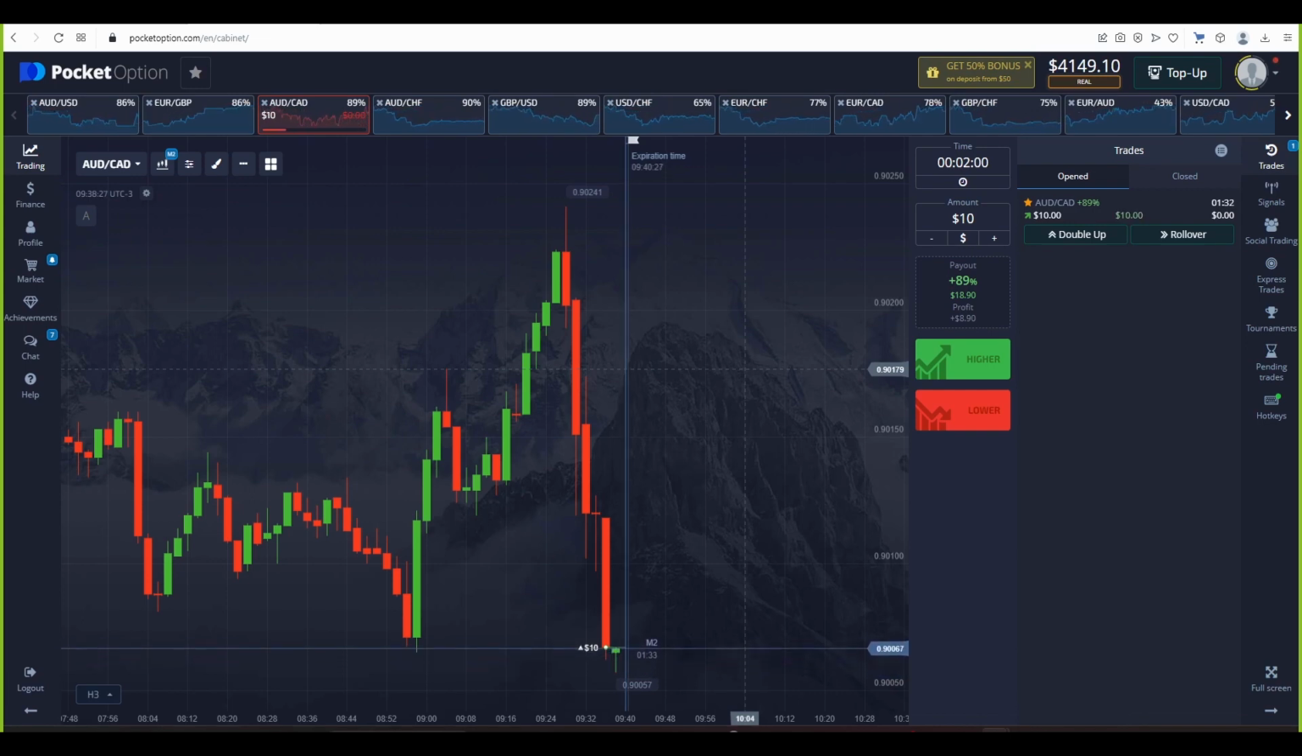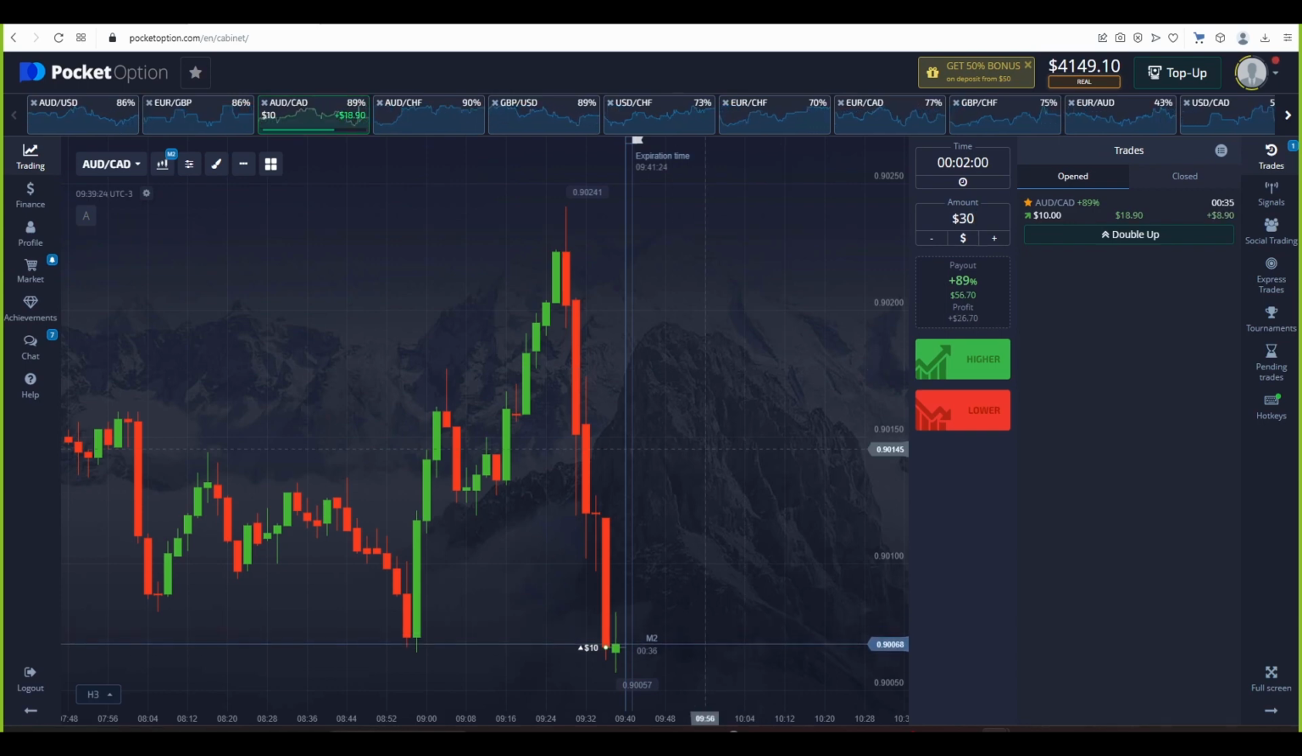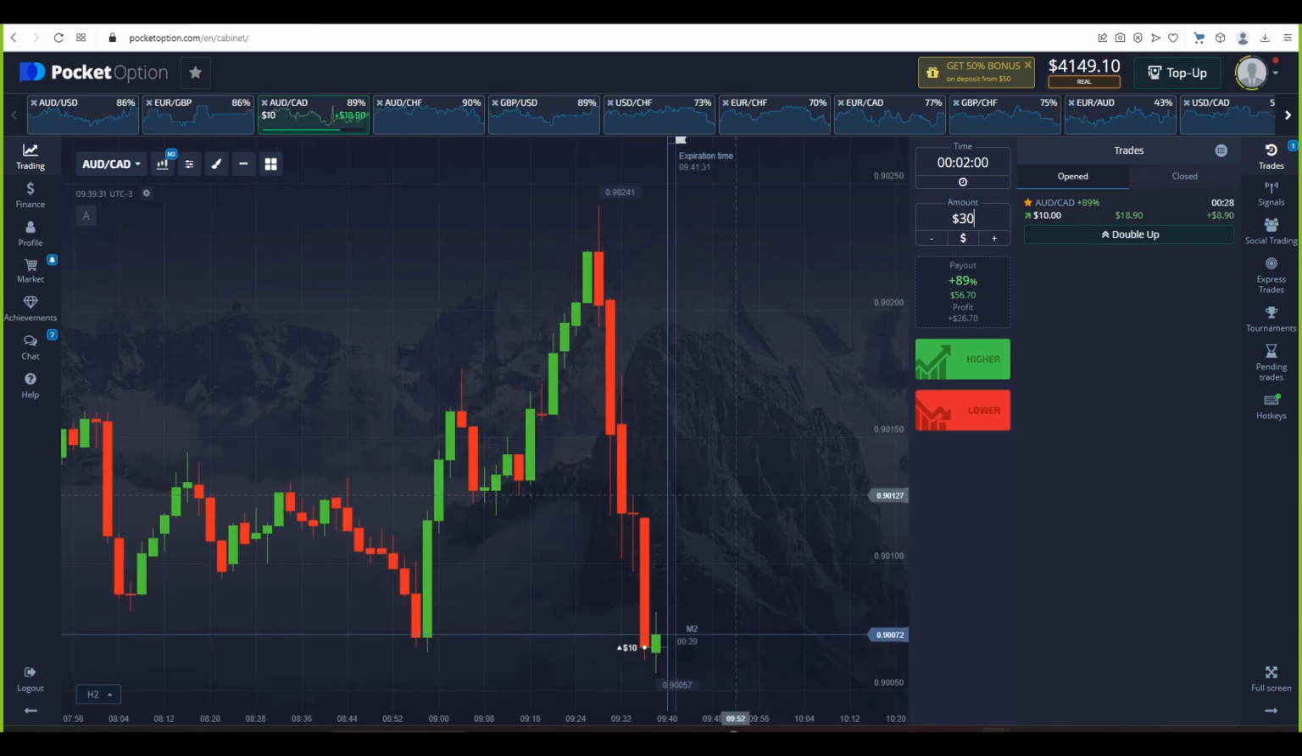Let me remind you that according to the rules of the strategy, trades are made strictly at the moment of candle closing and they are directed opposite to the impulse. In 2 minutes, the price moved up, and the trade is now profitable. There were no complications in this situation.